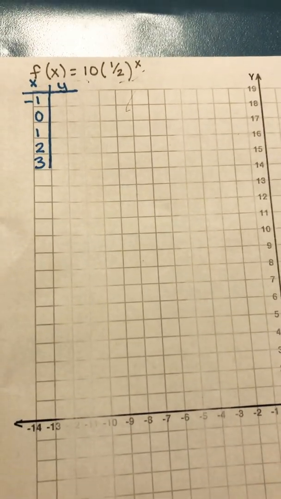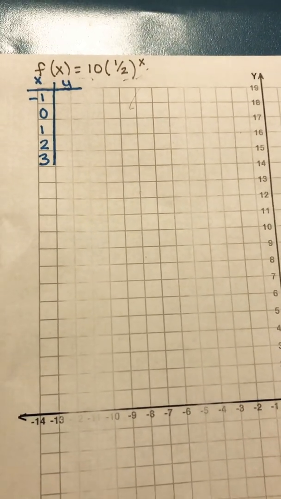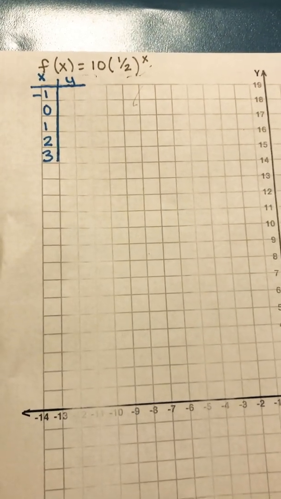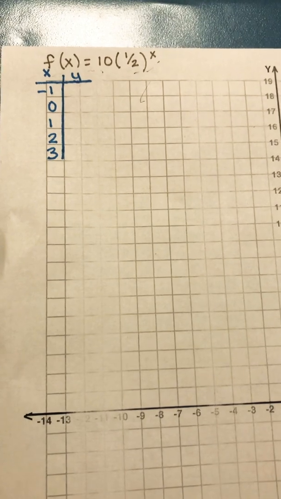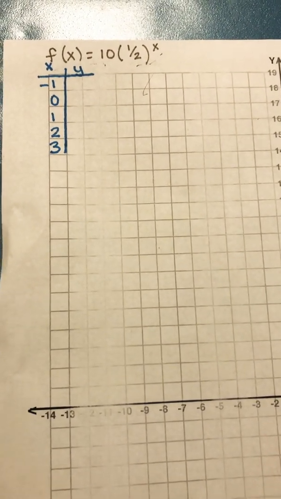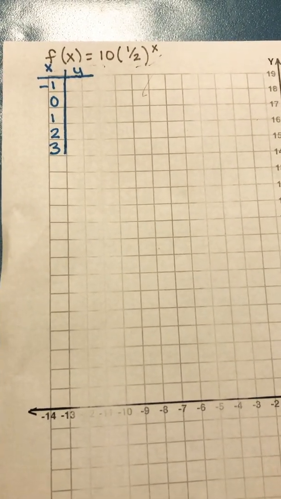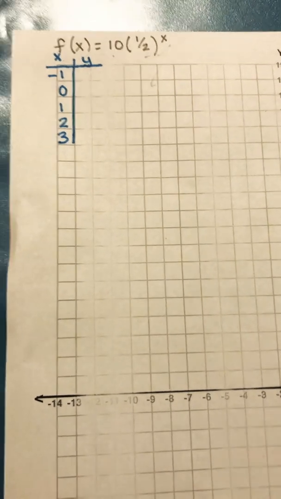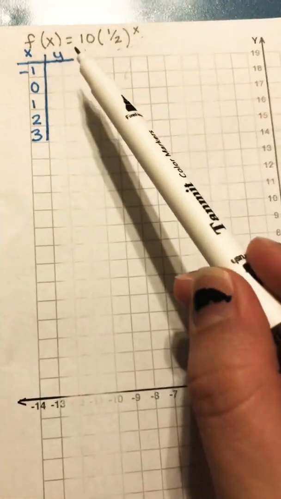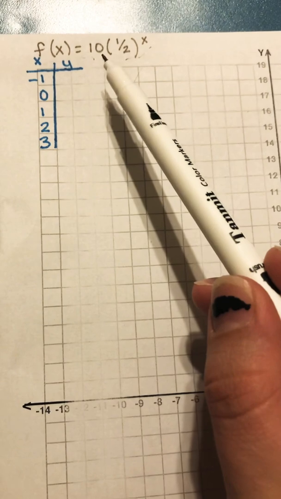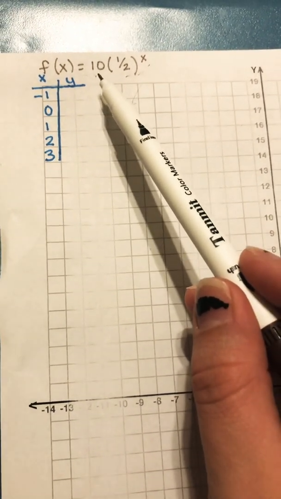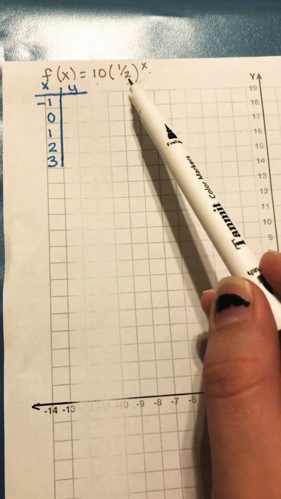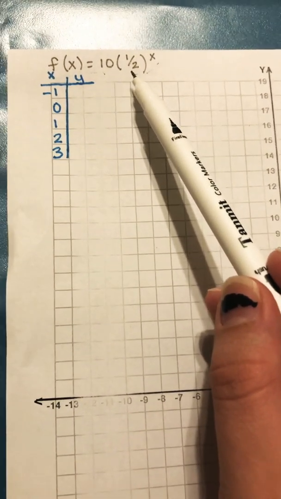Today we're going to be graphing exponential functions. We're given an equation. We're going to use a little table to help create points so we can plot the function. We're given the equation f of x equals 10 times 1/2 to the x. If you remember from the last lesson, the number outside of the parentheses represents the a value or the starting value of the graph, also known as the y-intercept. The number inside the parentheses represents the multiplier.